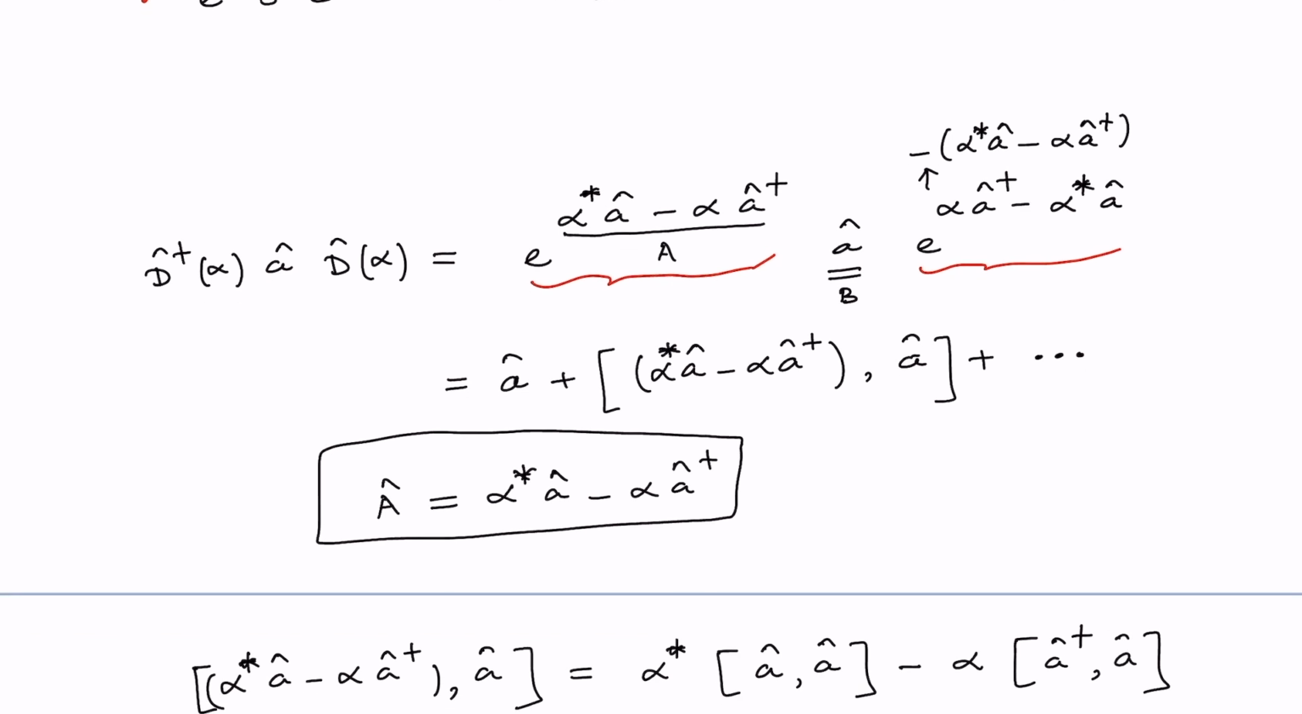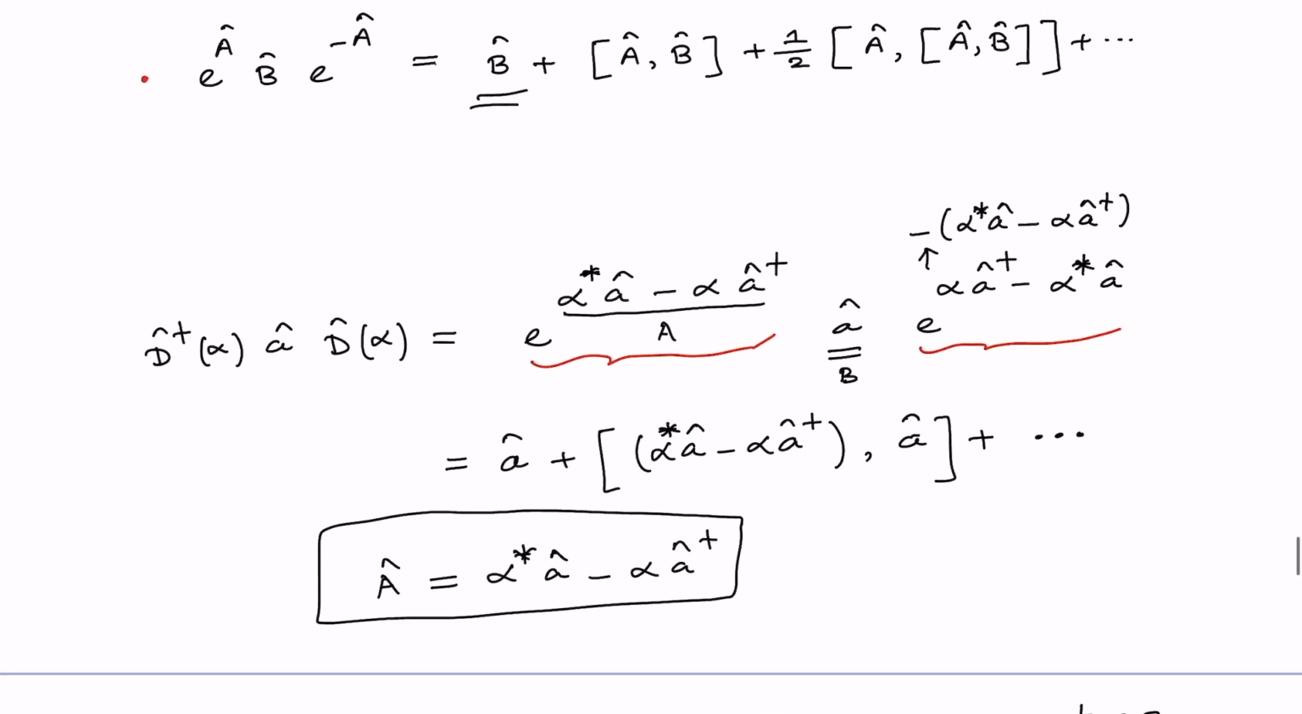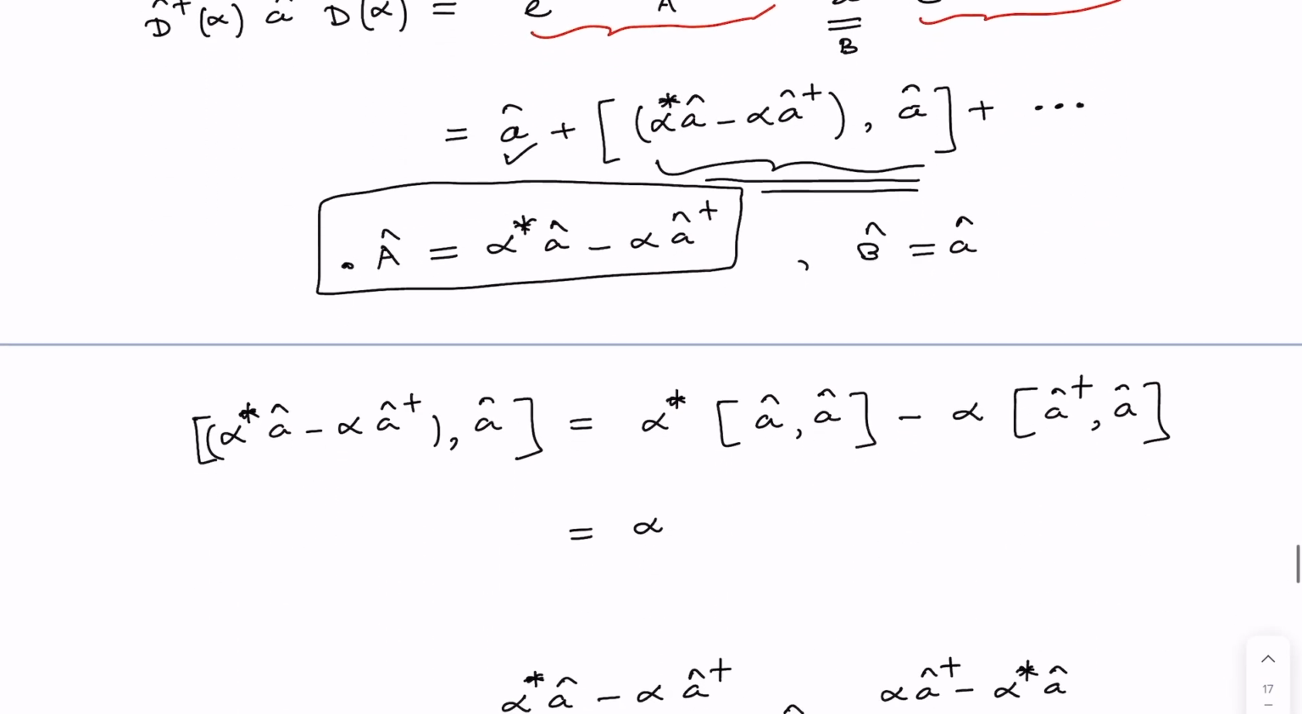Then the first term would be A plus B, this is what you get, and the commutation between A and B is this, and then you will have higher order terms. First let me calculate the commutation between A and B. A I am taking as this quantity, and B is here a, the annihilation operator. Then you can easily get that this commutation relation will give you a constant, alpha.